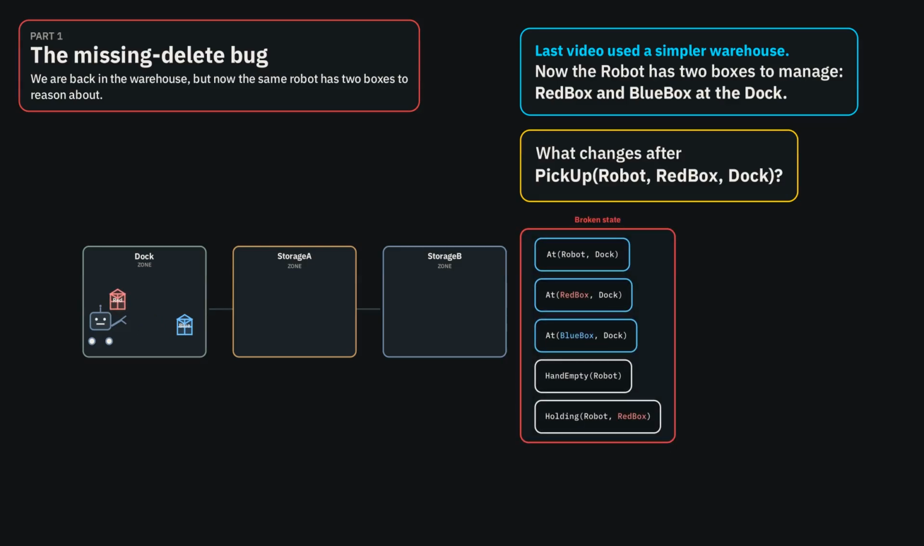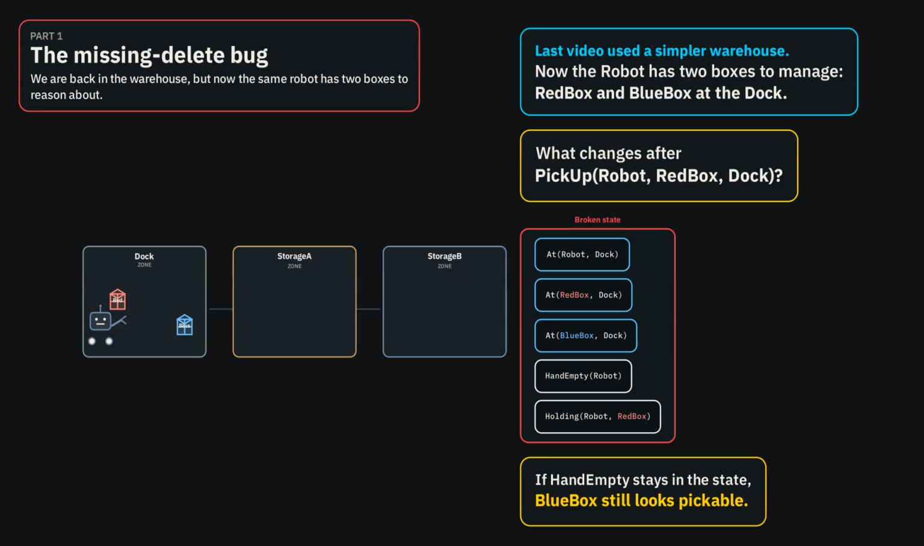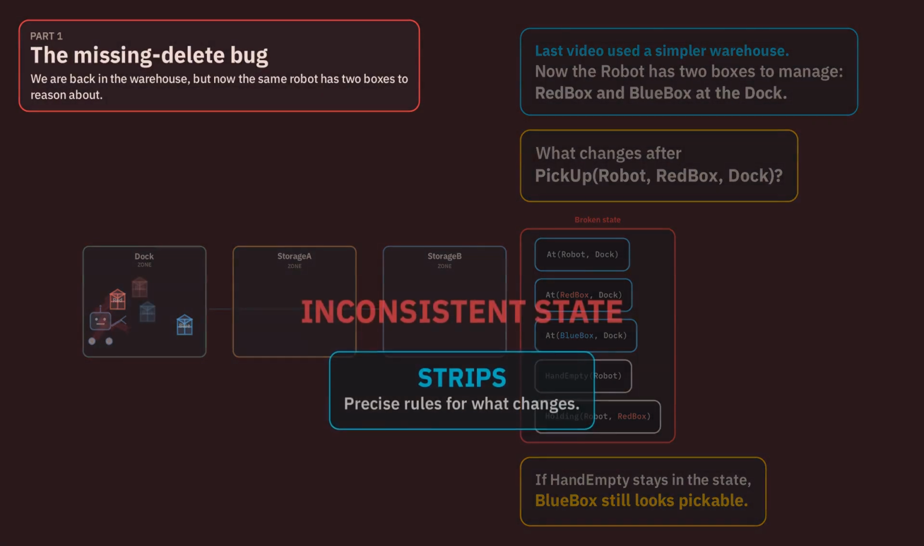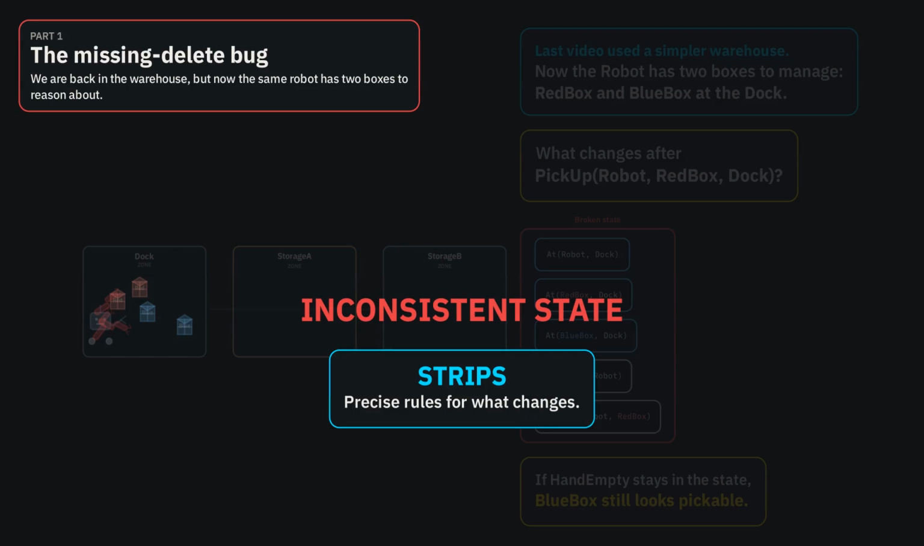Suppose the robot picks up red box at the dock, but the operator forgets to remove facts that should disappear. The broken next state is now on screen. It says the robot is holding red box, but it also says the hand is empty and red box is still at the dock. That makes picking up blue box look legal too. The planner did not reason badly. It followed the operator exactly. The operator was incomplete. STRIPS is the language we use to specify those changes precisely.